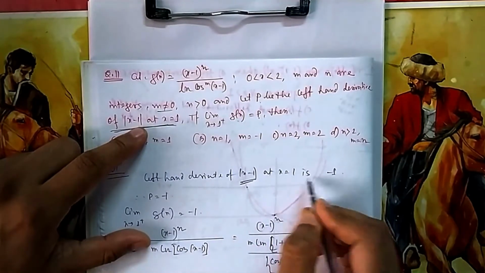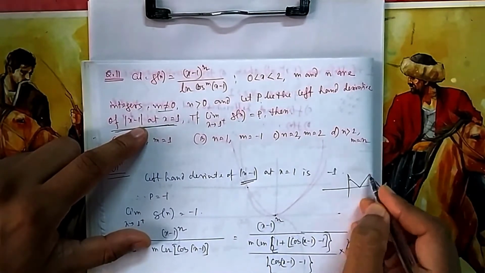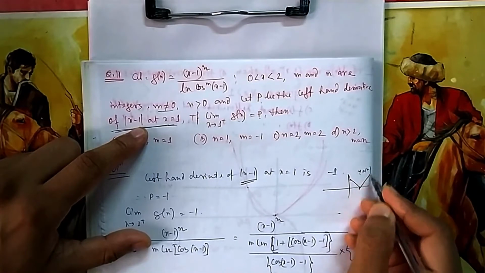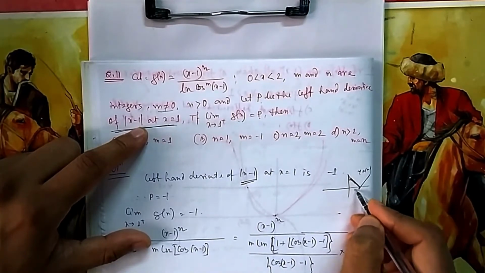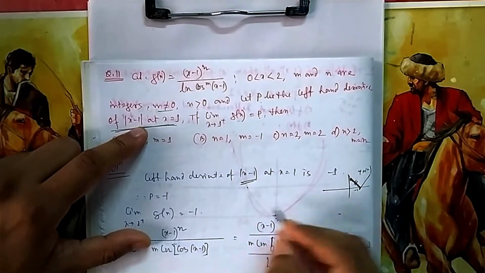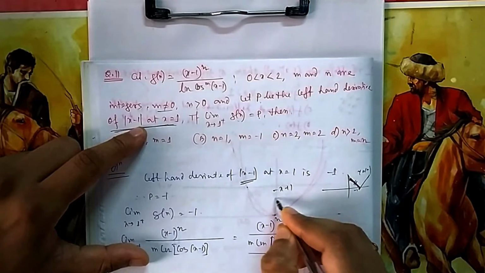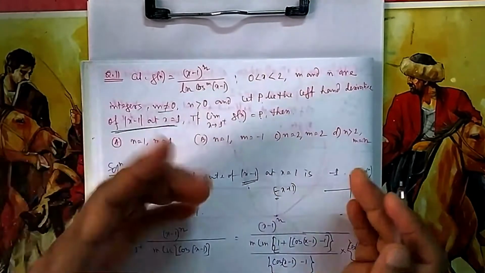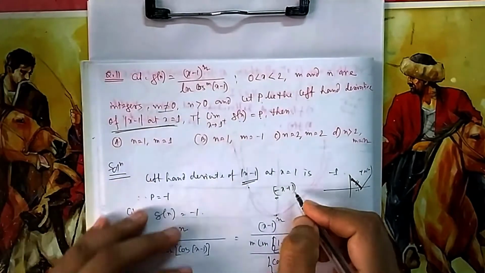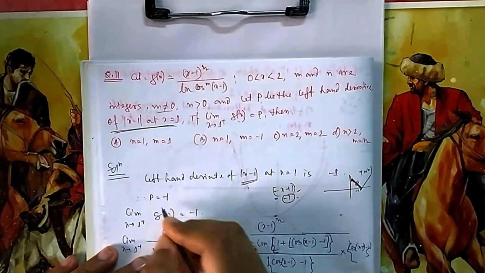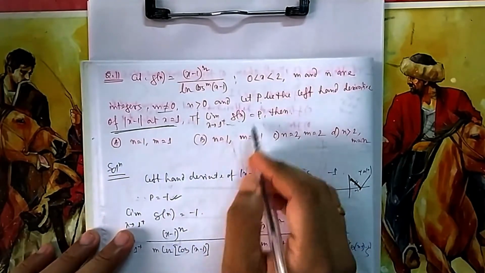What is the left hand derivative of mod x minus 1? You can see this is your mod x minus 1. So what is the left hand derivative? This slope is minus 1. You can see the slope of this line is minus 1. Or you can do the differentiation also. For x less than 1 it is minus x plus 1. If you do the differentiation for the left hand derivative, that's why I am taking 1 minus, meaning less than 1, it is minus 1. So p is minus 1. That means they have given this is equal to minus 1.